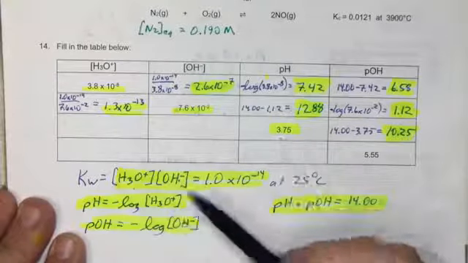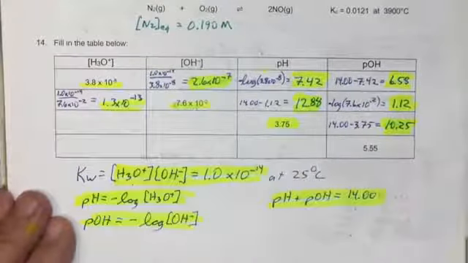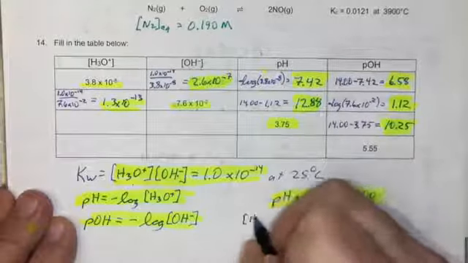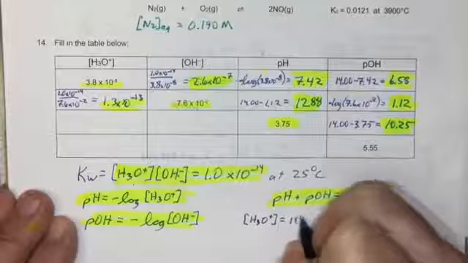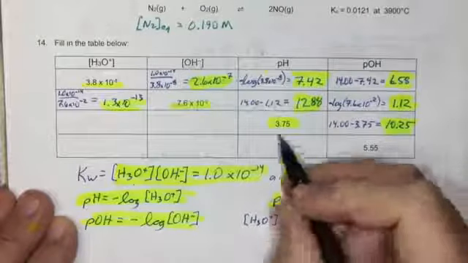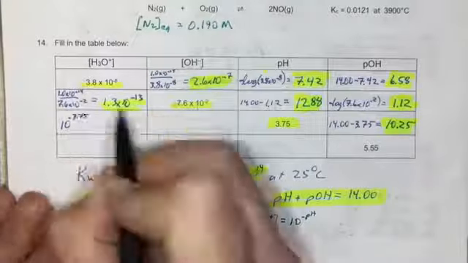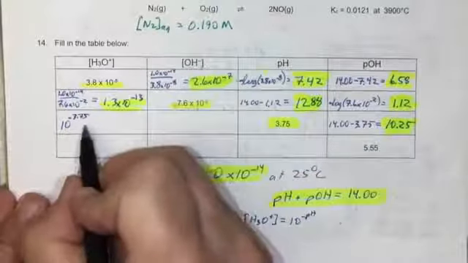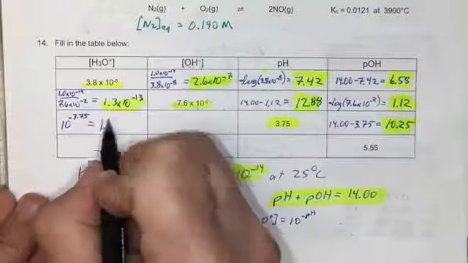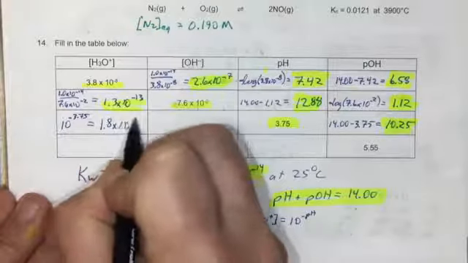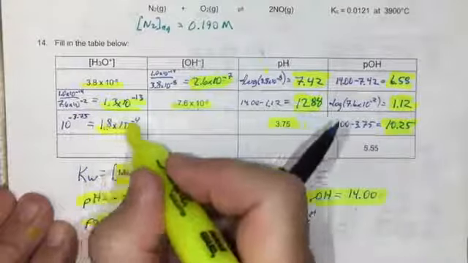Now, if pH is equal to negative log of hydronium, if I knew the concentration of hydronium, I could calculate pH this way. How would I go from pH back to the concentration of hydronium? And you do it this way. The concentration of hydronium is equal to 10 to the negative pH. So 10 to the negative 3.75. If I know pH, I can get the hydronium ion concentration. 10 to the negative 3.75 is 1.8 times 10 to the negative 4. That's the concentration of hydronium ion.